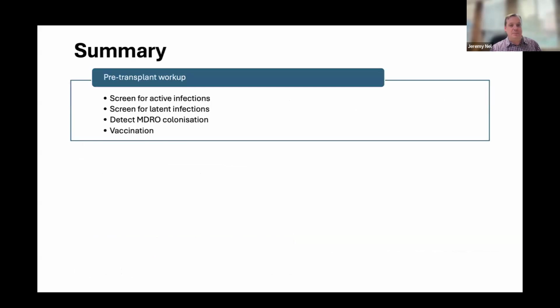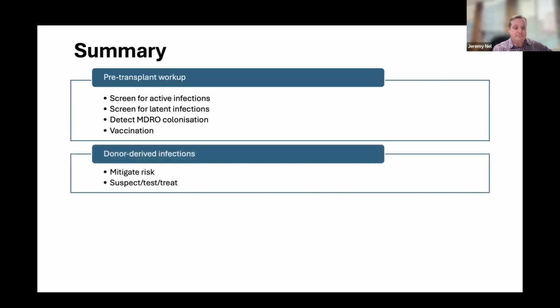Really, what I want to summarize again is the spectrum of preventing infections in transplant patients. Do the pre-transplant workup. If you don't, you should try if you're in a center that does it. And you really need an infectious diseases doctor to help you out here. They screen for active infections, screen for latent infections, detect the drug-resistant organisms, and have a vaccination plan. Look at the donor-derived infections, mitigate the risk wherever possible, such as giving 24 or 48 hours of antibiotics before transplanting if they have a bacteremia, etc. Suspect them, test them, and treat them.